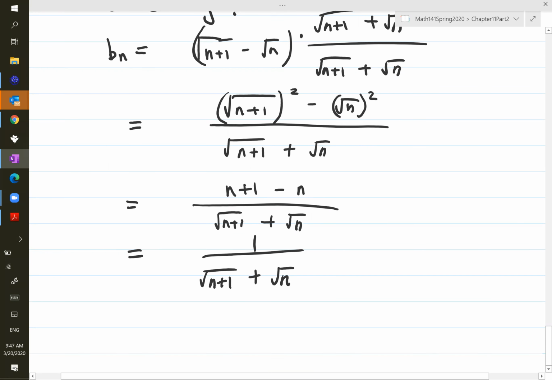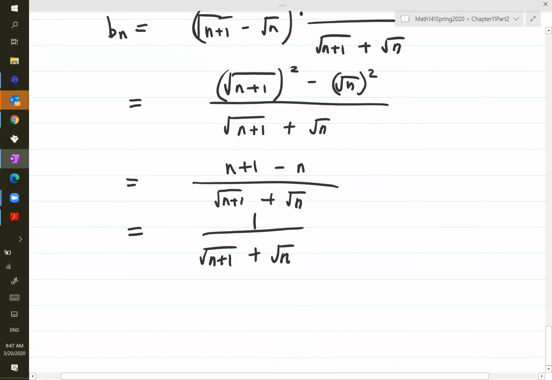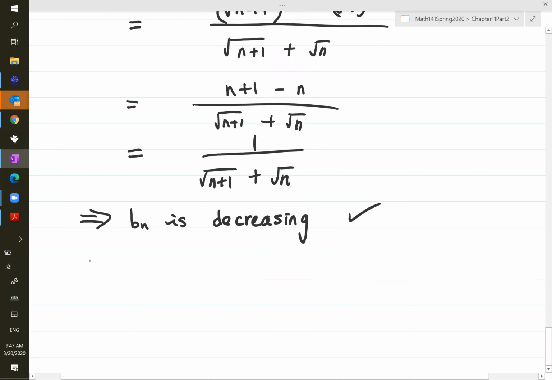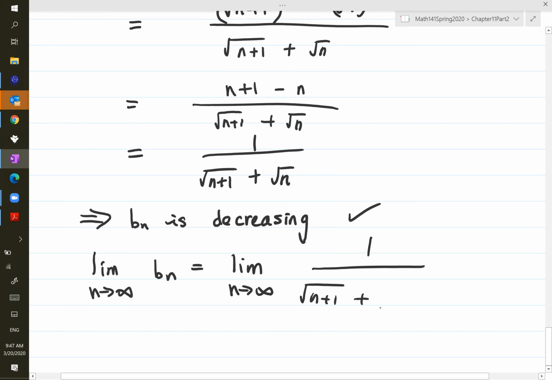One can easily see here that the denominator is increasing as n becomes large. So the denominator is increasing, which means the fraction should be decreasing. This means Bn is decreasing, because the denominator is increasing. Now, the limit as n approaches infinity of Bn is the limit of 1 over (square root of n + 1 plus square root of n). The denominator can be arbitrarily large, so this limit is actually 0.